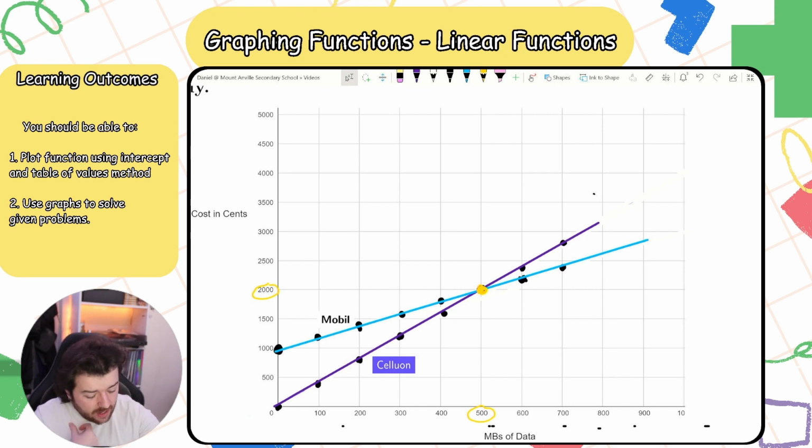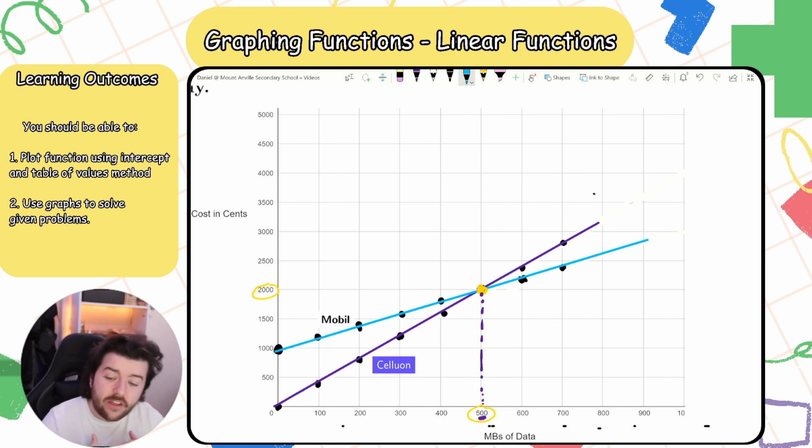So if we notice here, if Fergus uses up to 500 megabytes of data a month, right? So up to here, if he only uses 500 megabytes of data per month, he's actually better off going with Cellulon, because you see here, Cellulon is always below Mobile. Up to an x of 500 megabytes, Cellulon will always be the cheaper option.